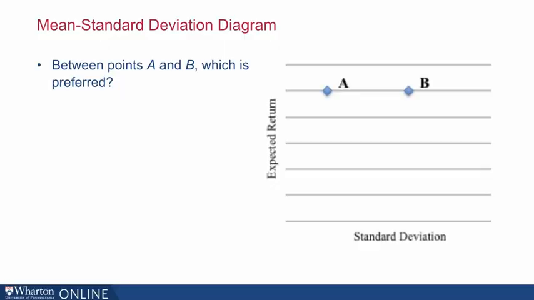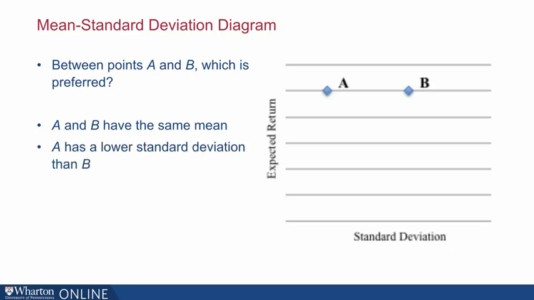So consider this diagram. There are two assets, asset A and asset B. Asset A and asset B are on the same horizontal line. That means that they have the same expected return, or the same mean return. However, notice that asset A is plotted more to the left than asset B. That means that A has a lower standard deviation than asset B.